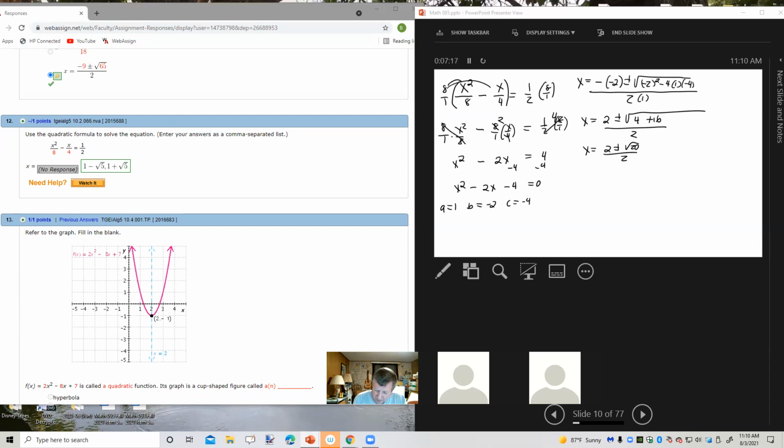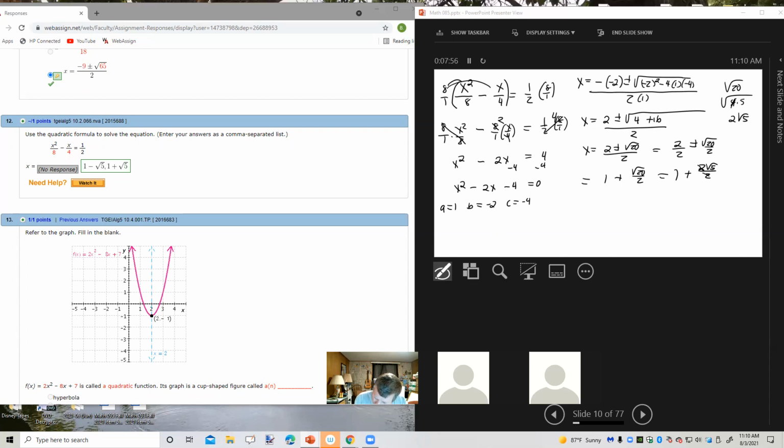Now, it doesn't say anything about decimal approximations, so I want the exact answers, but I want them simplified as far as possible. So I could take this and split it up like this. But I can do something further, because the square root of 20 is the square root of 4 times 5, which is 2 square roots of 5. So the square root of 20 becomes 2 square roots of 5.